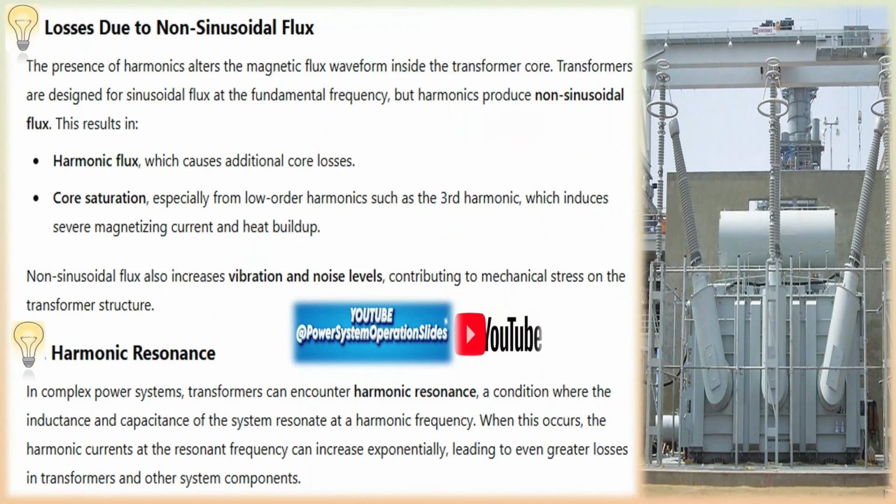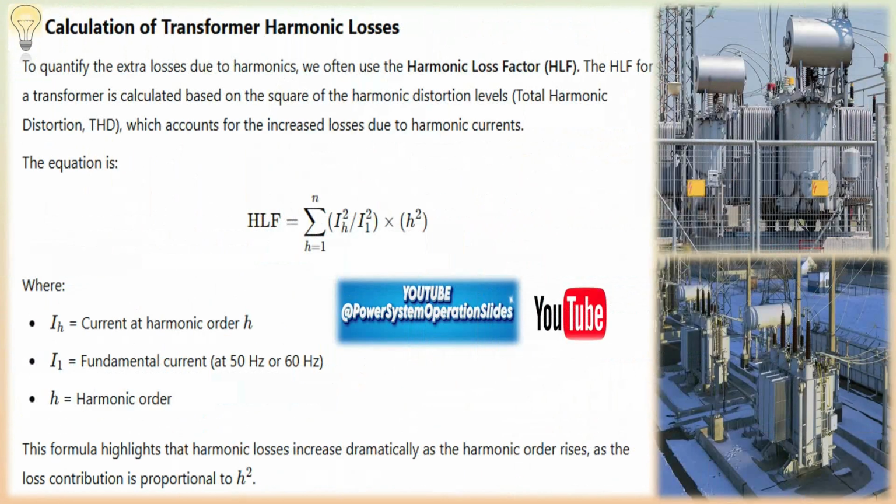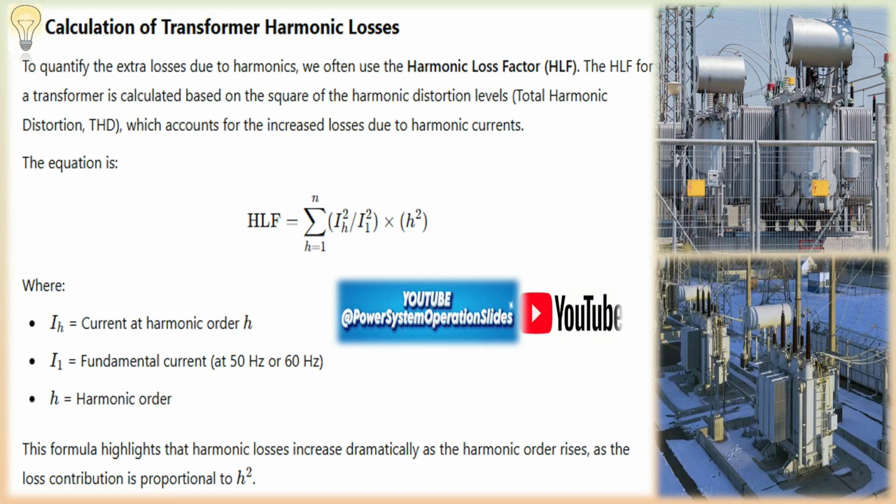Stray losses in transformer components. Apart from copper and core losses, stray losses in other transformer components are amplified by harmonics. Tank losses: harmonics induce eddy currents in the transformer tank itself, which can lead to significant heating and localized losses. Clamping structures and windings: harmonics also induce currents in structural parts of the transformer, leading to additional stray losses. These losses tend to increase rapidly with harmonic frequency, making them critical in high-frequency environments.